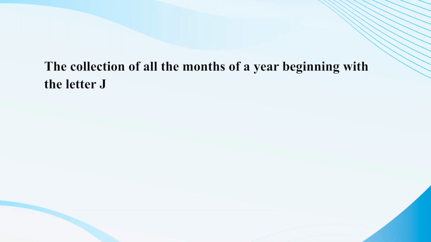Now, let us consider the collection of all months of a year beginning with the letter J. Now, if I put elements in this collection, I will write January, June, July. Or if I ask anyone else to do this job, he or she will definitely write the same 3 months. Everyone will make the same collection without any exception because this collection is well defined.